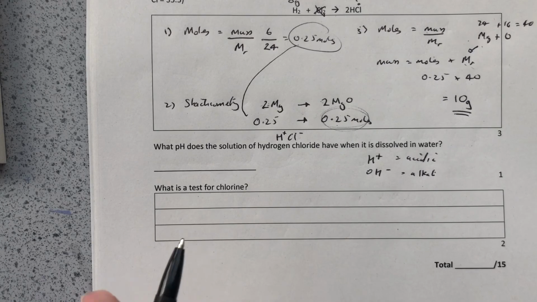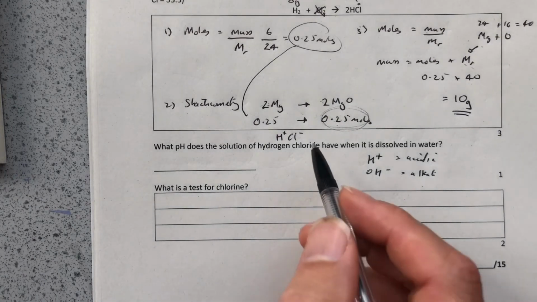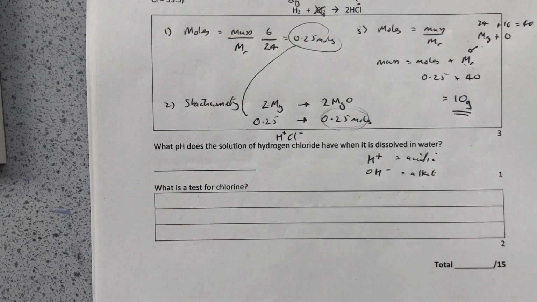Test for chlorine. Test for chlorine just needs learning. Very simple. You put damp litmus paper in it, and as we've just seen, it's acidic, so it turns red. But of course chlorine is also a bleach. What does bleach do? Bleach turns things white. So it turns red, then white. I'm not writing it down.